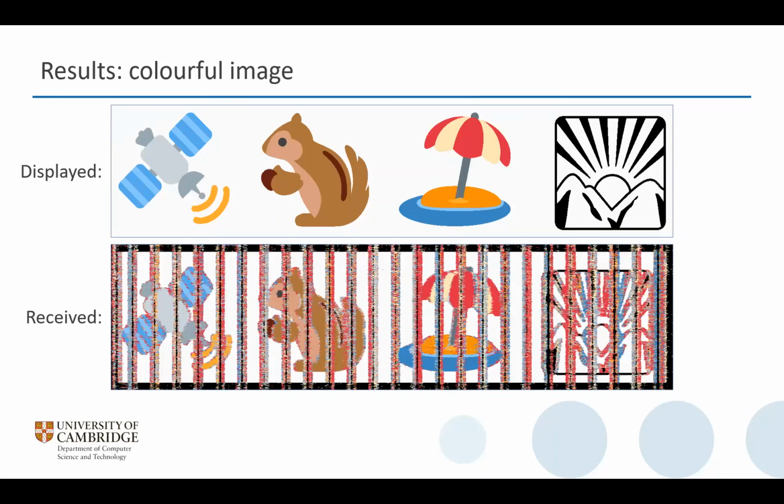The vertical bars that you see here are a part of the protocol. They're just padding that's inserted by the DisplayPort protocol. And well, the edges between colors are a little bit fuzzy, but the image is still completely recognizable.